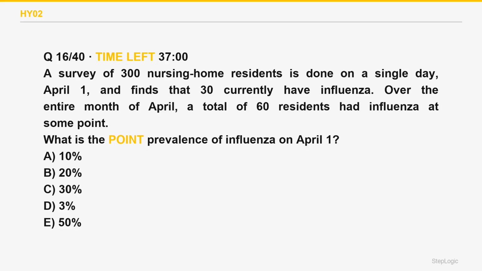What is the point prevalence of influenza on April 1? A survey of 300 nursing home residents is done on a single day, April 1, and finds that 30 currently have influenza. Over the entire month of April, a total of 60 residents had influenza at some point. Read the command: point prevalence on one day, existing cases on that day over the population.